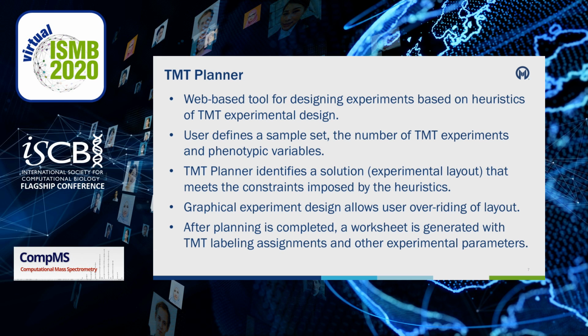Therefore, we developed the Tmt Planner. It is a web-based tool for designing experiments based on heuristics of TMT experimental design. A user needs to define a sample set, the number of TMT experiments, and the phenotypic variables. Tmt Planner identifies a solution or experimental layout that meets the constraints imposed by the heuristics defined. A graphical experiment design tool will allow the user to override the suggested layout. After the planning is completed, a worksheet can be generated with TMT labeling assignments and other experimental parameters for further use.